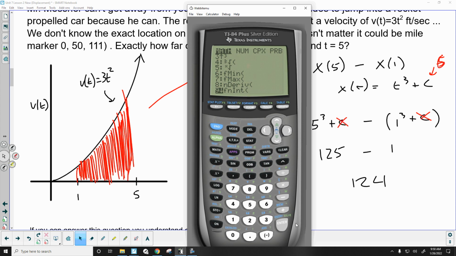fnInt means, hey, here's an integral. Now, the integral does mean antiderivative, but that's just helping you know what to do. Oh, I have to take the antiderivative if I were to do this by hand. But in your calculator, this means accumulate. Accumulate my velocities, which were 3t squared. Accumulate these velocities from 1 to 5.